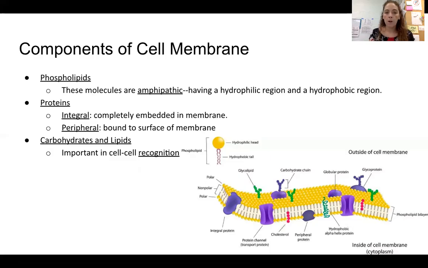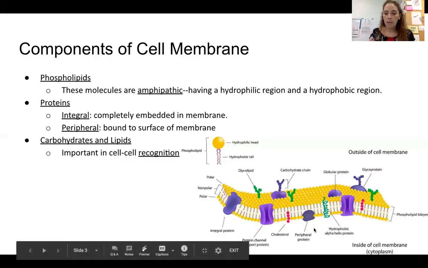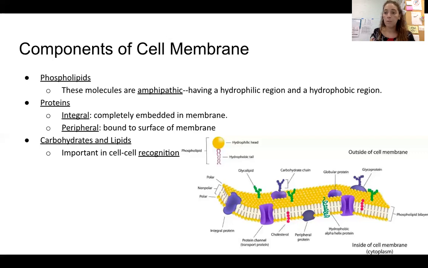Peripheral proteins are bound only on one side of the membrane. So here we have a peripheral protein that is bound on the inside of the cell membrane. We could also have peripheral proteins that are bound on the outside of the cell membrane. But notice that this peripheral protein down here does not go all the way through the membrane. Our different proteins are going to be very important. Again, when we move on to cell transport, this is all building.